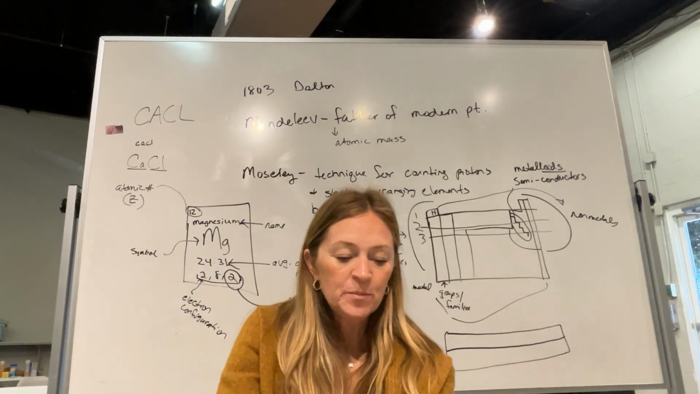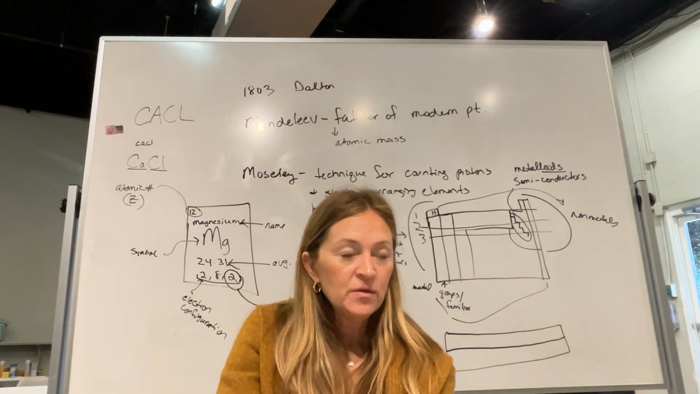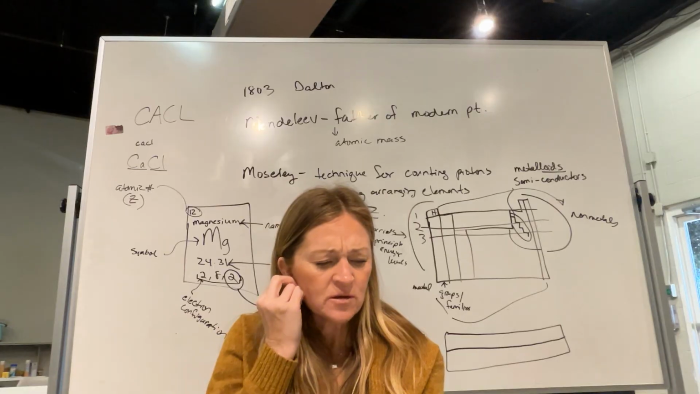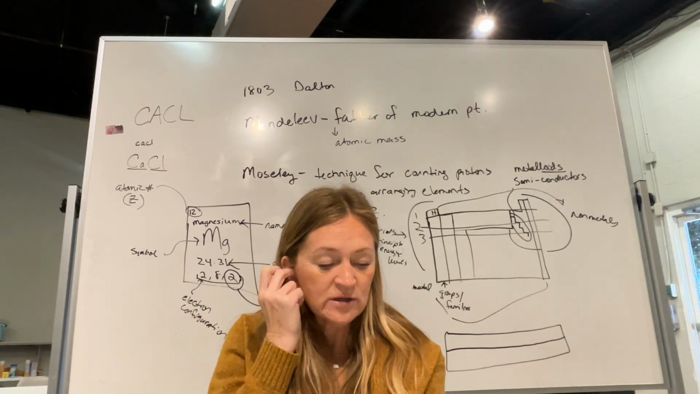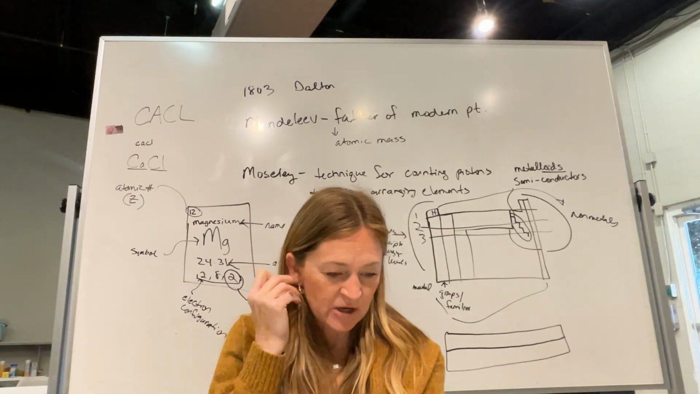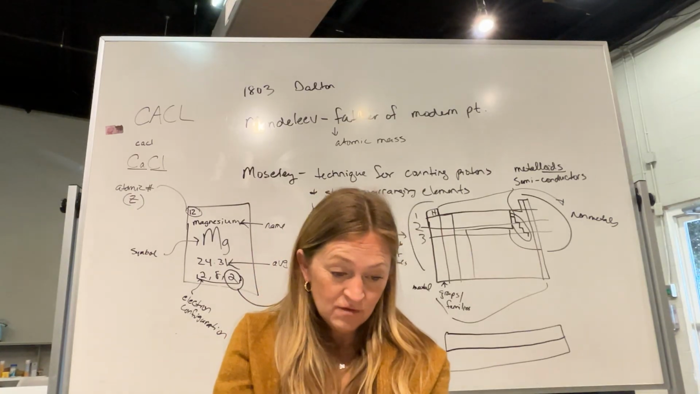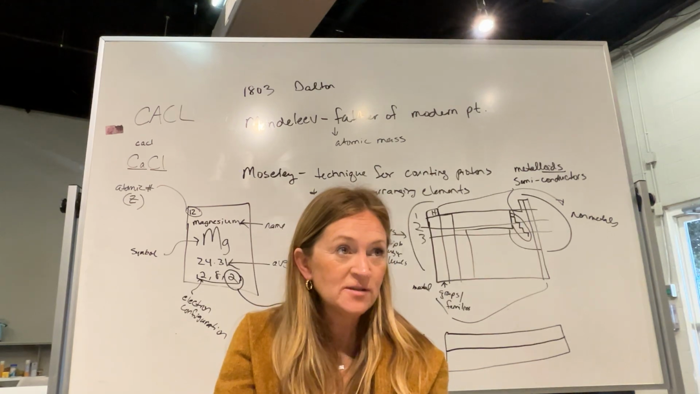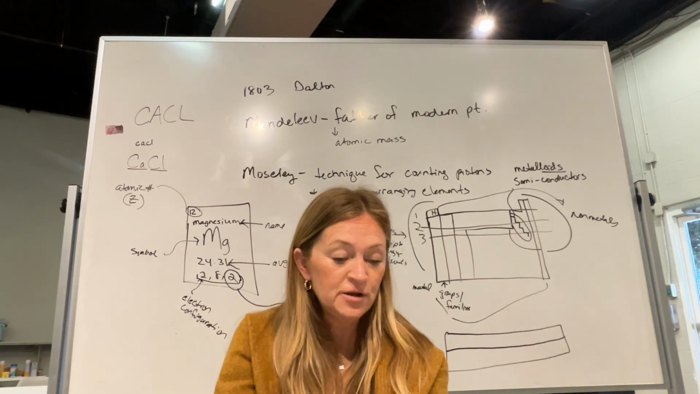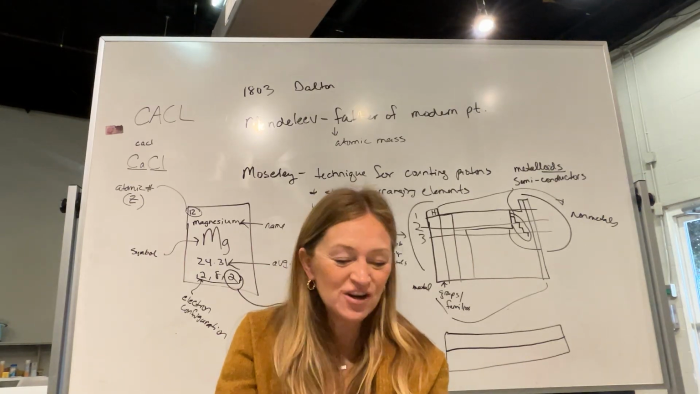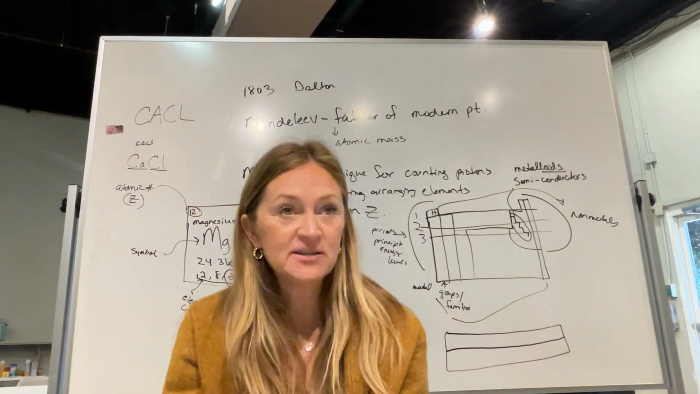5. What period? 3. What's the abbreviation? P. How many protons and electrons? 15. Yes. What is the atomic mass? 30.97. What's the atomic number? 15. Yes. And how many valence electrons? 5. Yes. Is it a metal, a non-metal, or a metalloid? Non-metal. Yes. Good job.